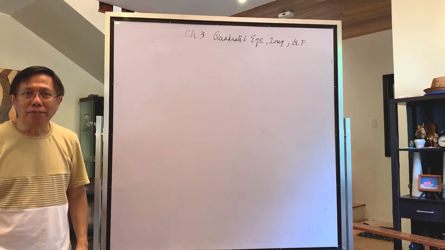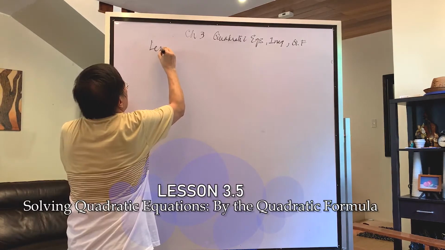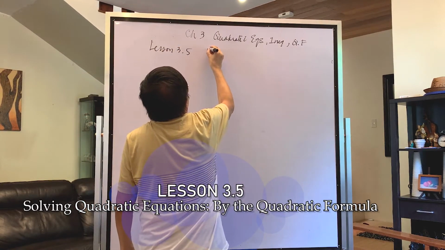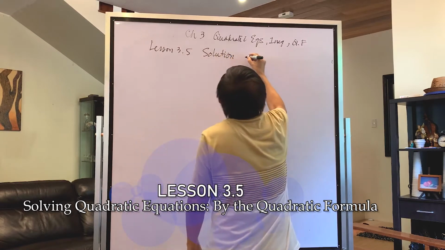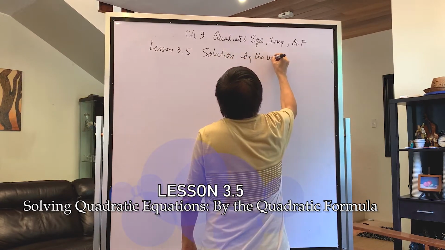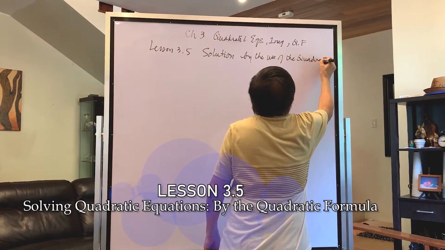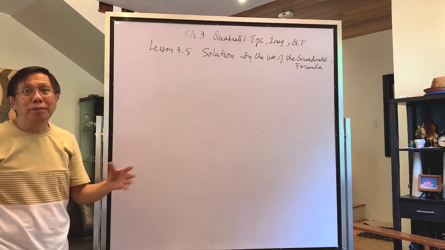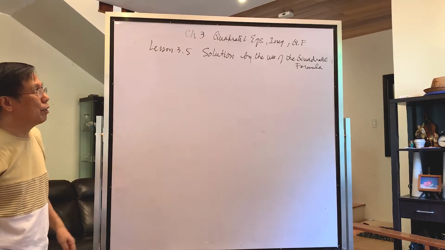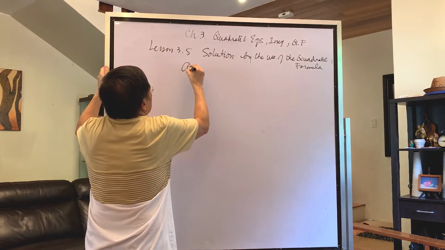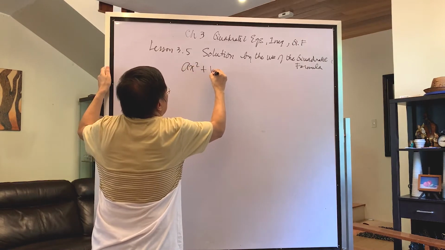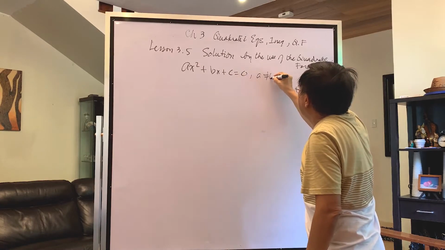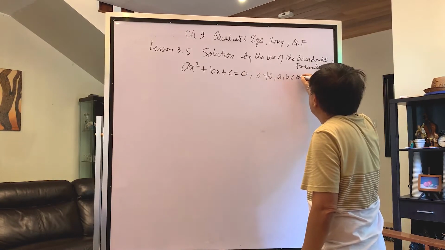The next lesson that we have is lesson 3.5, solving quadratic equations by the use of the quadratic formula. Our objective here will be to solve a given quadratic equation using the quadratic formula. Let's recall the quadratic equation again: ax squared plus bx plus c equals 0. Always we should remind ourselves that a is not 0, and a, b, c are elements of the real numbers.